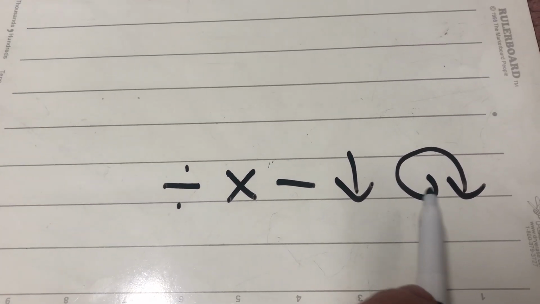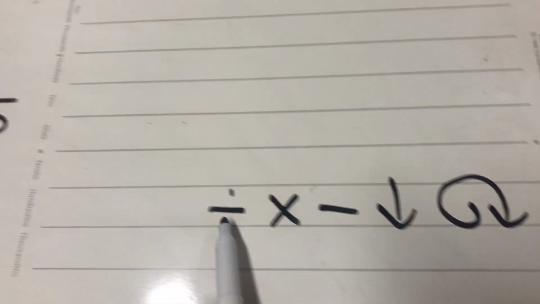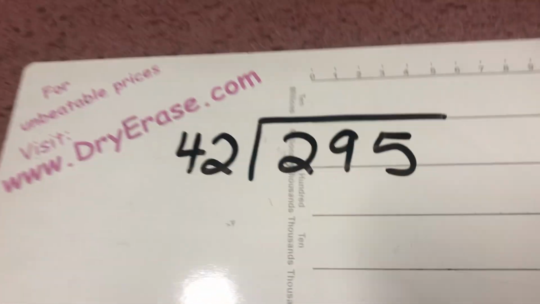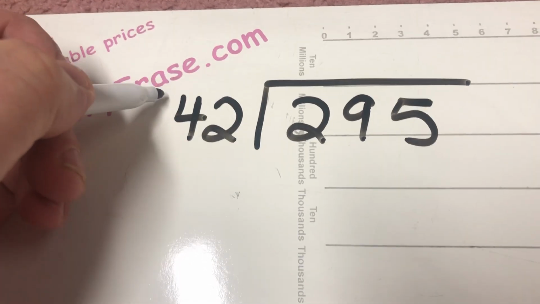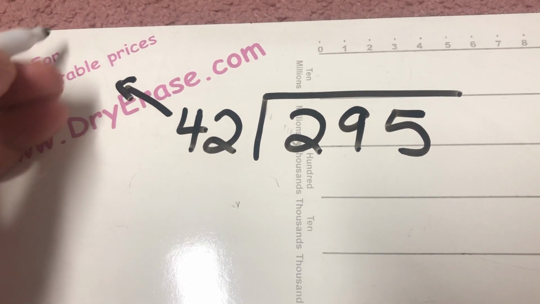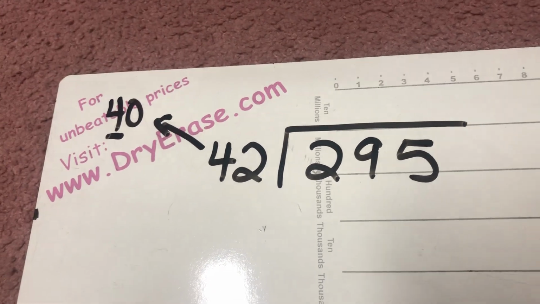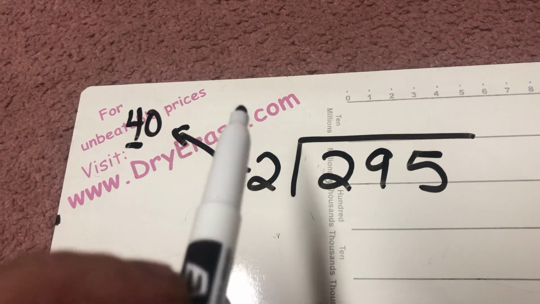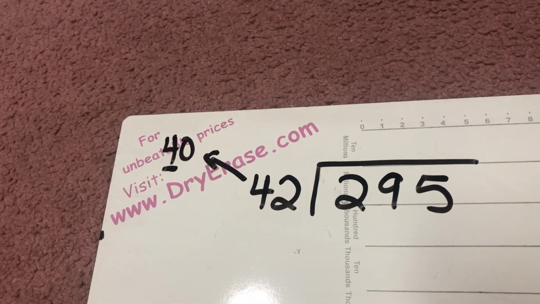And once again, as long as we can start over, we have to go back and divide, which means a number needs to go back up here on top. So we're looking at 295 divided by 42. And of course, we want to round 42 to the greatest place value so we can work with smaller numbers. That's going to be 40. The 4 is in the greatest place value. The 2 tells us to round down. So the 4 stays a 4, the 2 becomes a 0.